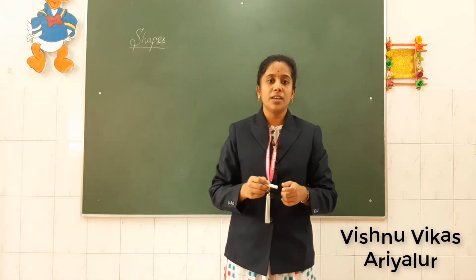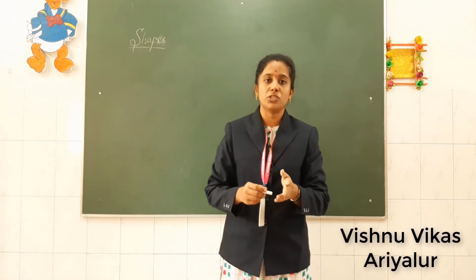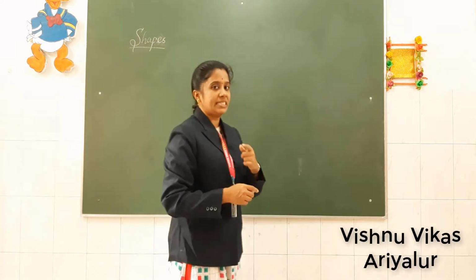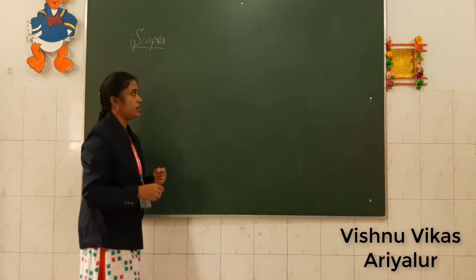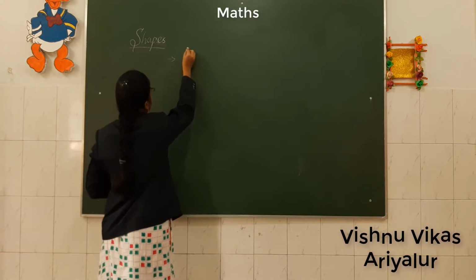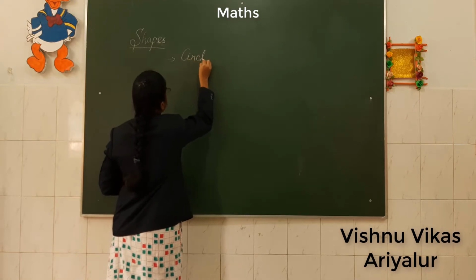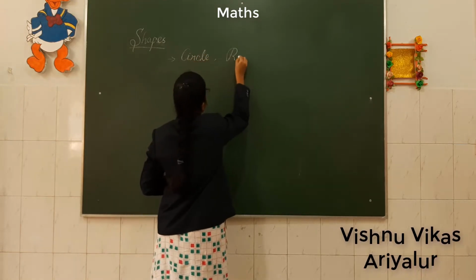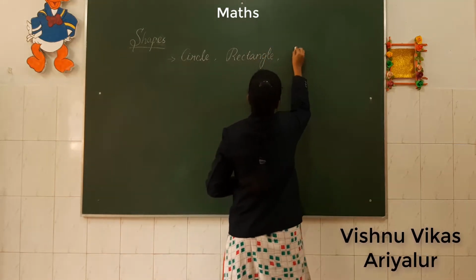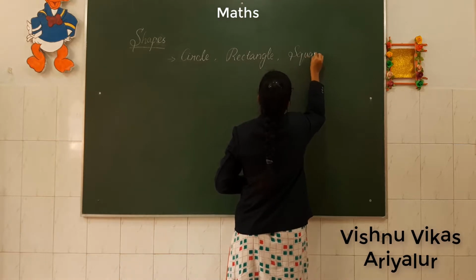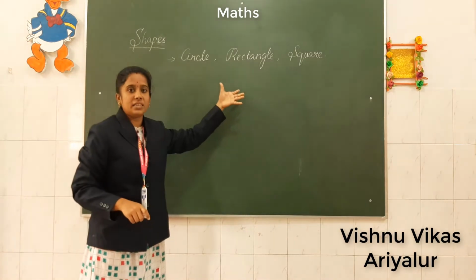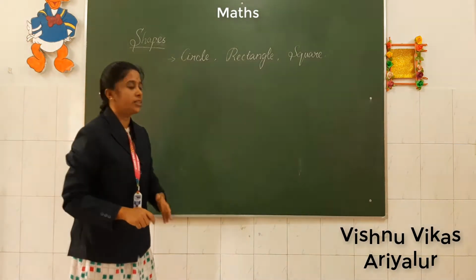Good morning, children. Today we are going to continue the session of chapter number 1, shapes in mathematics. We have seen certain basic shapes in the previous session. Am I right, children? The basic shapes which we had seen are called circle, rectangle, and square. These are the three basic shapes we have learnt thoroughly in the previous session.